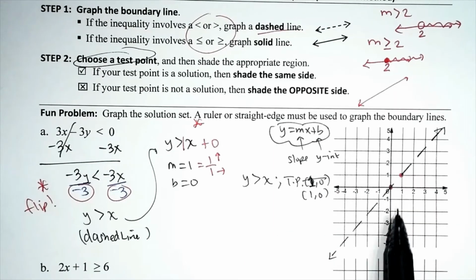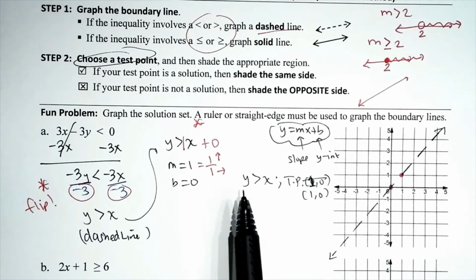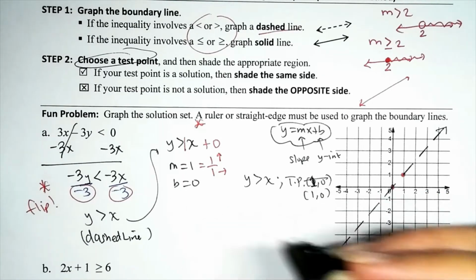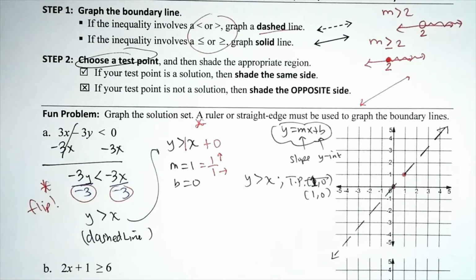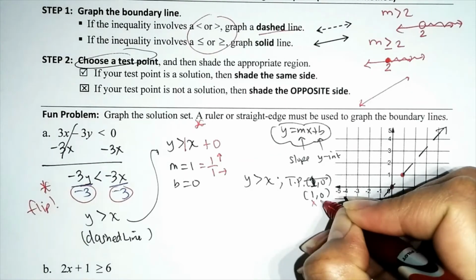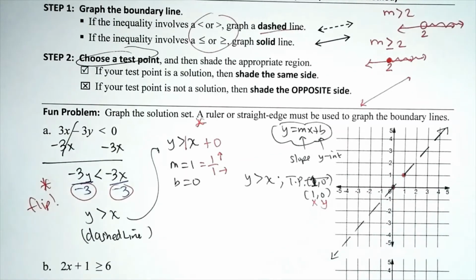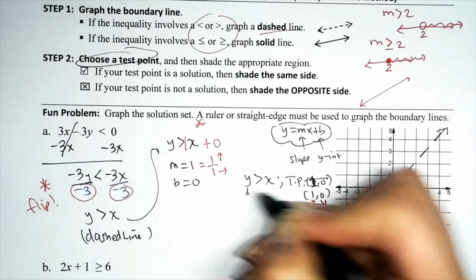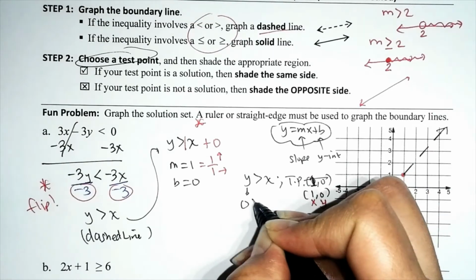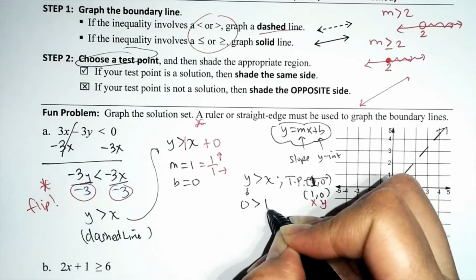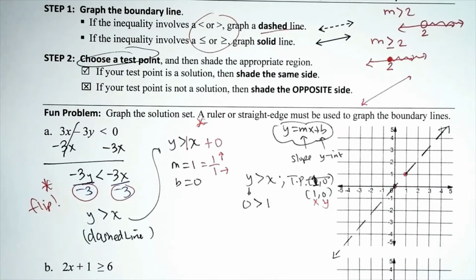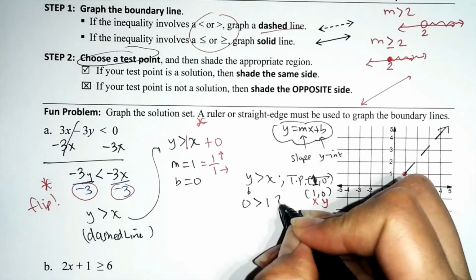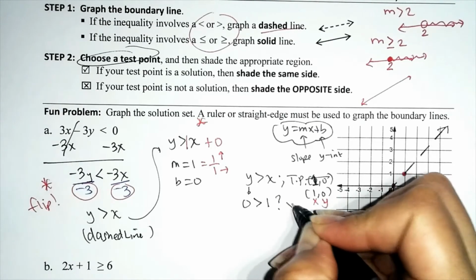Okay, so I want to know, is 1, 0 part of the solution? Okay, let me go ahead and do that. So we have, let me go ahead and put x, y for my peace of mind. You know me, I like to put the numbers in the wrong place. So we have y, in this case, is 0. I want to know, is that really greater than x, which is 1? So I'm like, is 0 bigger than 1? 0 is not bigger than 1. Okay, this is a false statement.